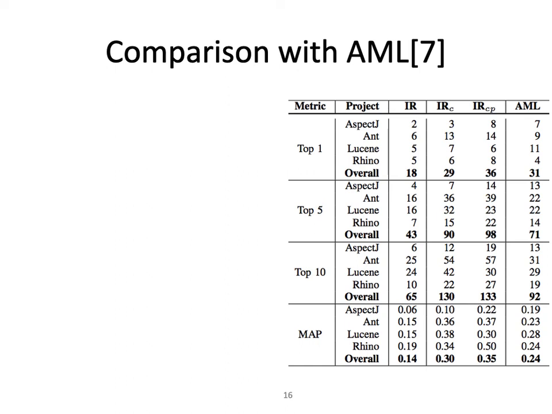Based on our comparison, IRC outperformed AML in all metrics but one. IRCP outperformed AML. In this comparison, although we didn't include IRS and IRSP, it is reasonable to expect both of these approaches can work better than IRC, because slicing information is always more effective than coverage information to refine the ranked list.